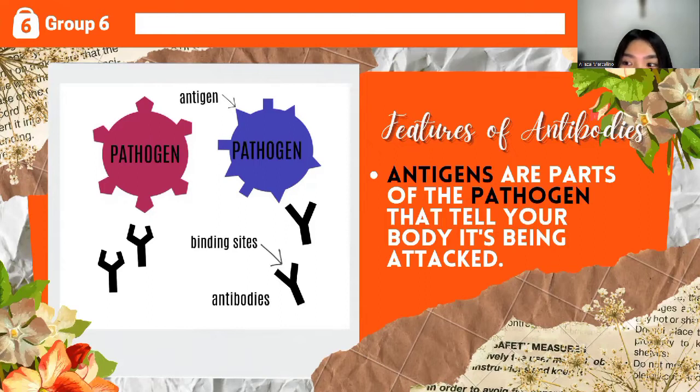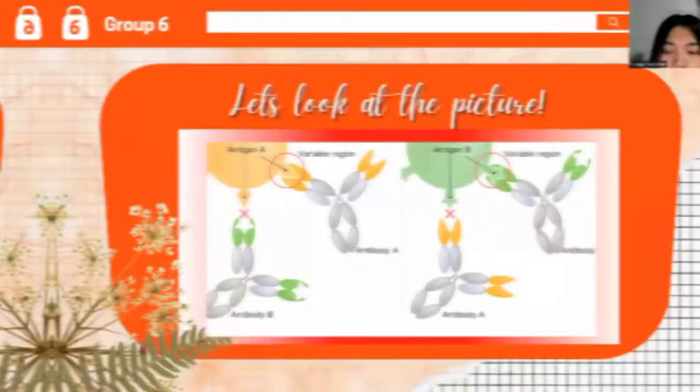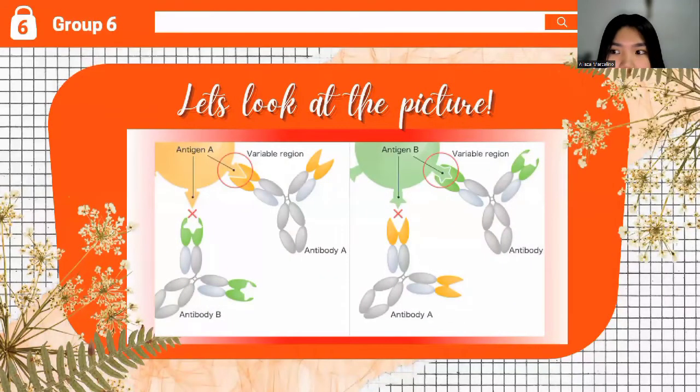Dahil kinikilala lamang ng isang antibody ang specific antigen, at antibodies that attack cancer cells, ang halimbawa nito ay do not attack normal cells. Ito ay tinatawag na specificity of an antibody toward that antigen. So next page. Let's look at the picture.